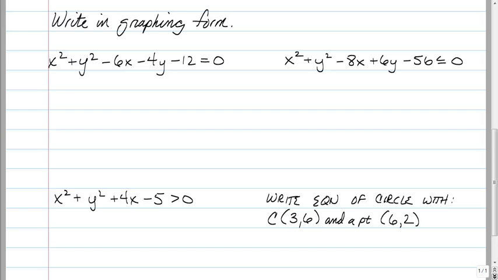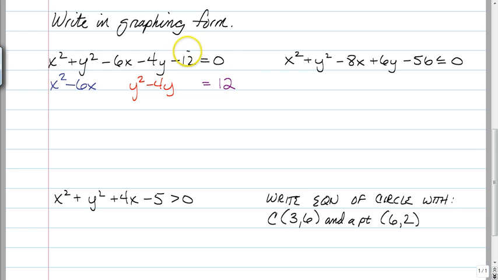So this is what we're going to do. First of all, we need to group our x's and y's together. So we're going to have our x squared minus 6x together. And we're going to leave a little bit of space because, well, I know the trick. And then we're going to group our y's together. So we have y squared minus 4y. Leave a little bit of space. And we have our equals 12.